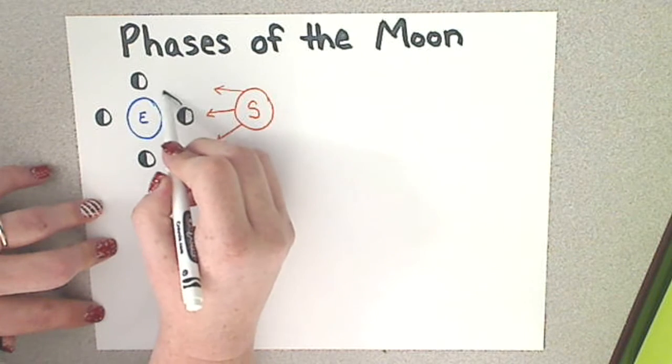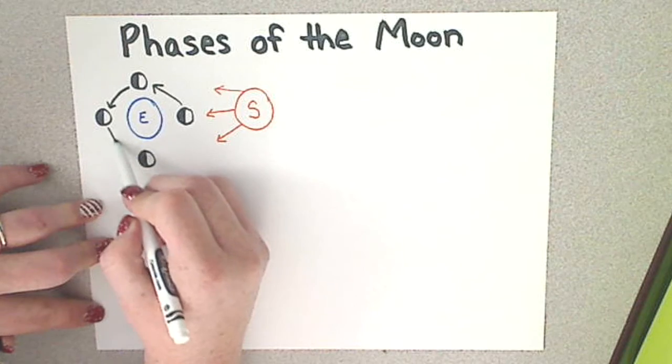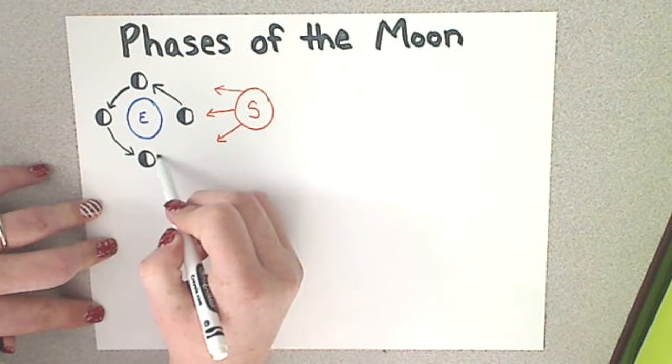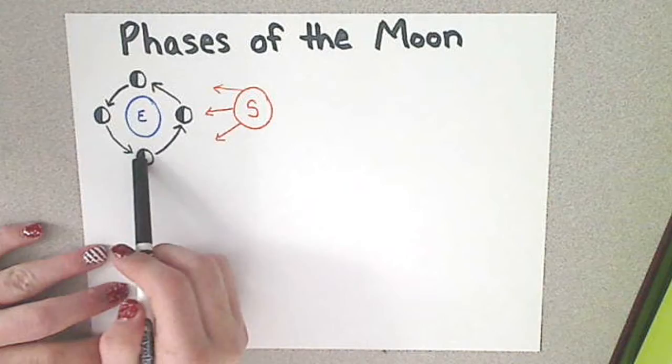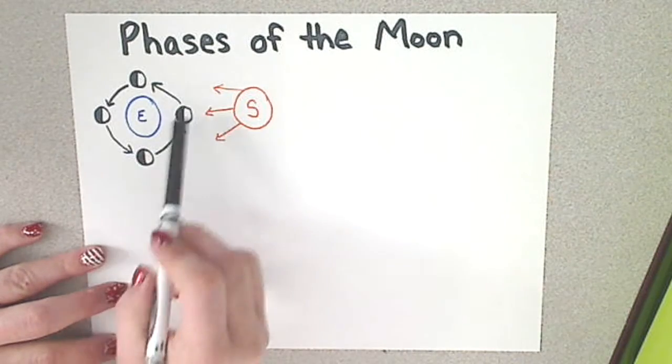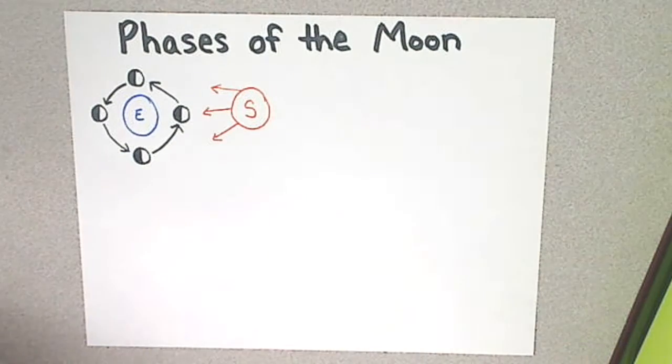And as the moon orbits around the earth, what we see is going to be different based on the moon's position because of where the sunlight is hitting the moon. Okay, so that's kind of part 1 of this.